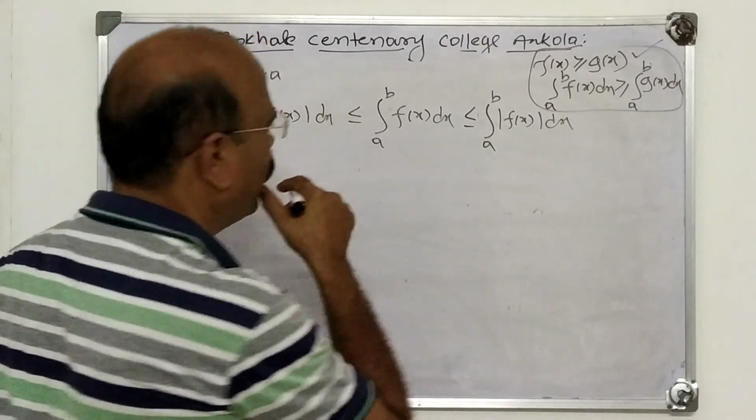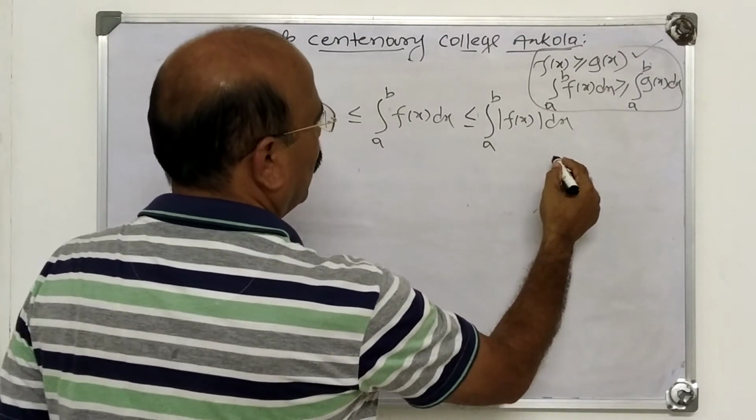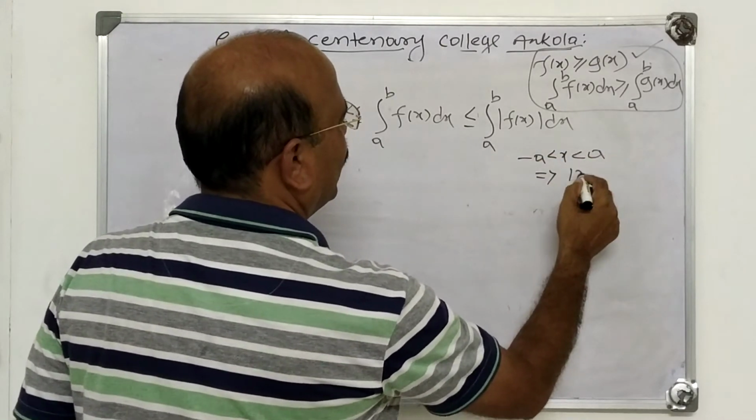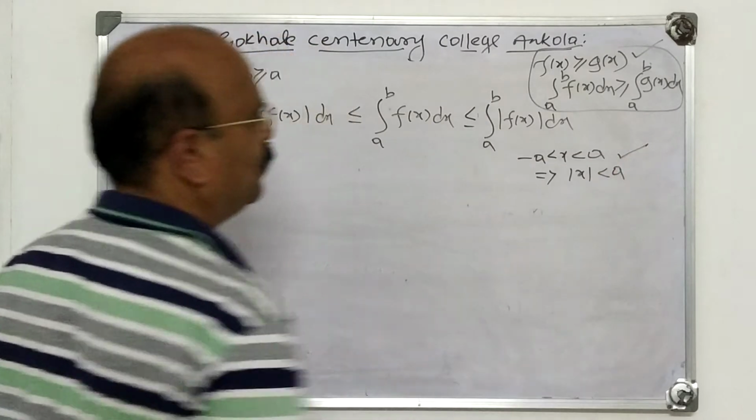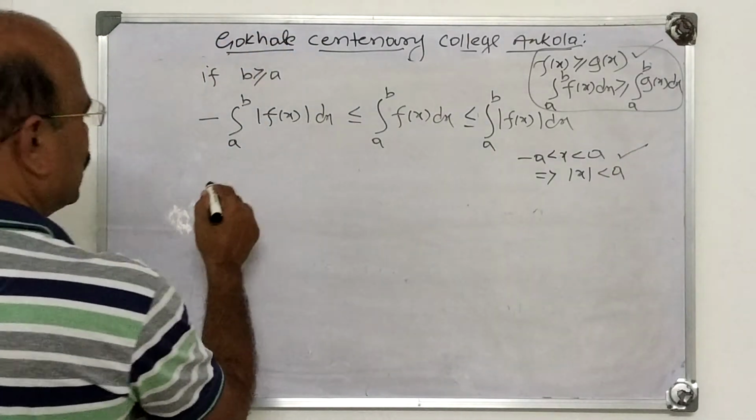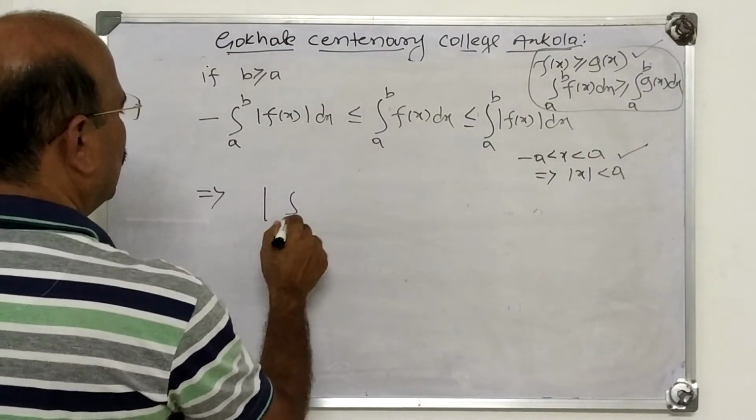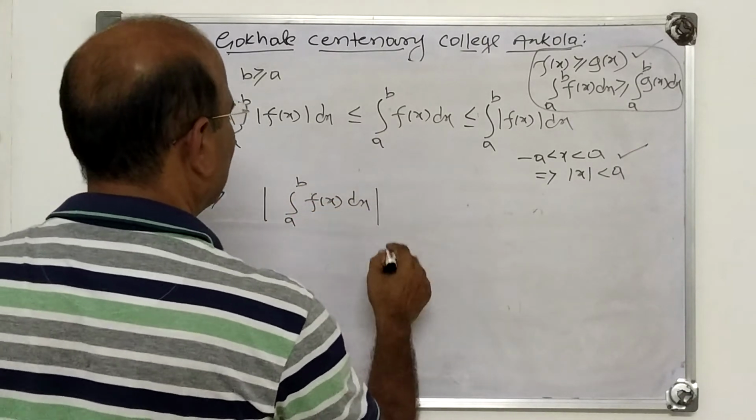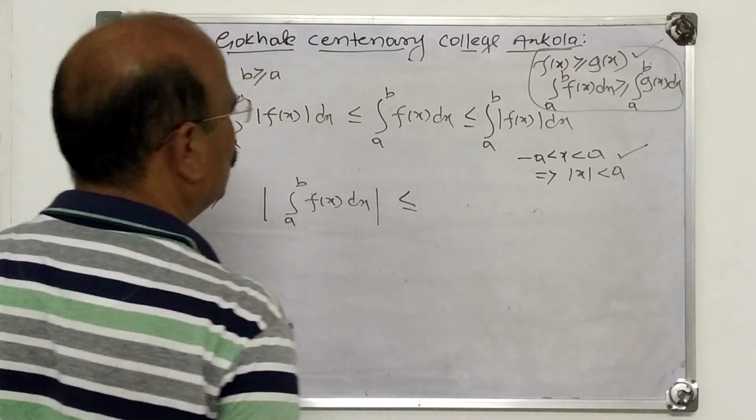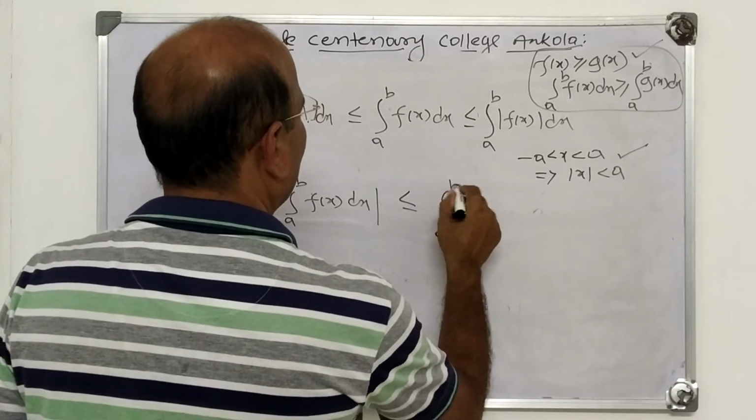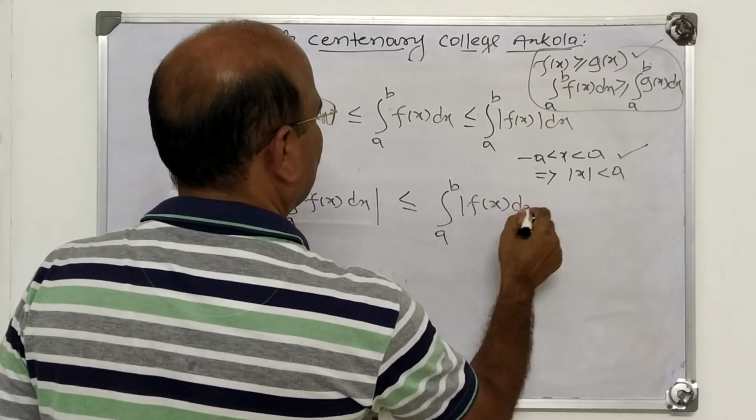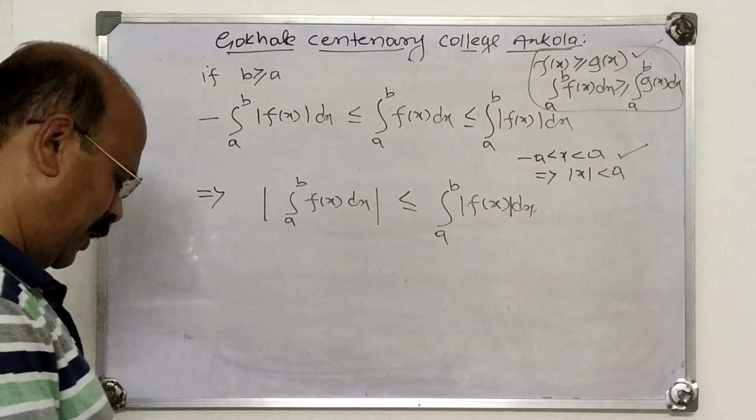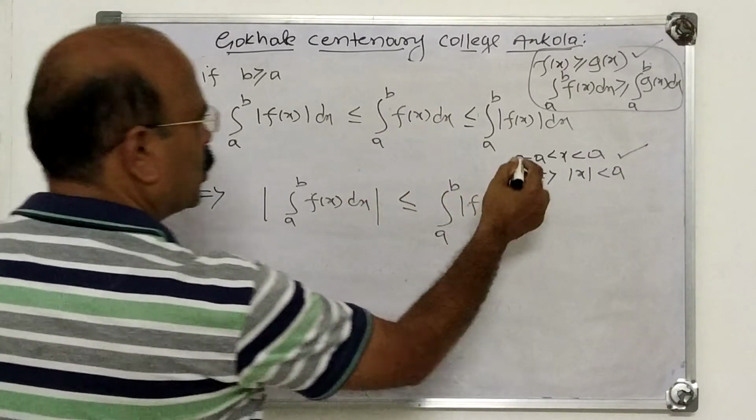See this one, it is of the form: if x is greater than -a and less than a, then we write |x| is less than a. Correct? So what does this imply? |integral a to b of f(x) dx| ≤ integral a to b of |f(x)| dx. Correct? Because of this result.